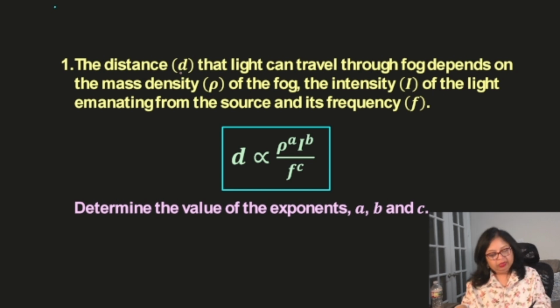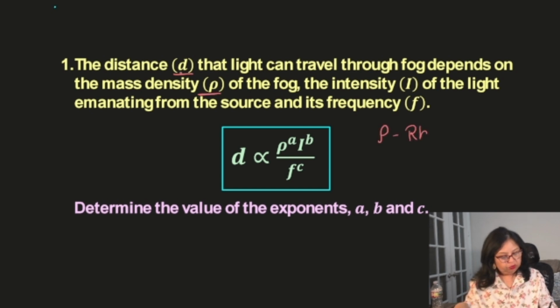Problem number 1 says that the distance d that light can travel through fog depends on the mass density rho. This symbol here is called rho, and it's a Greek symbol, and in physics it's typically used to represent volume density. What it means, we'll look at in just a minute.